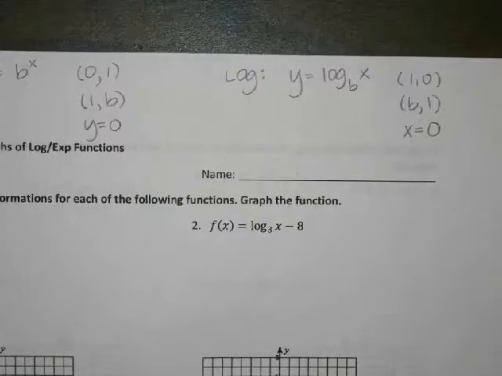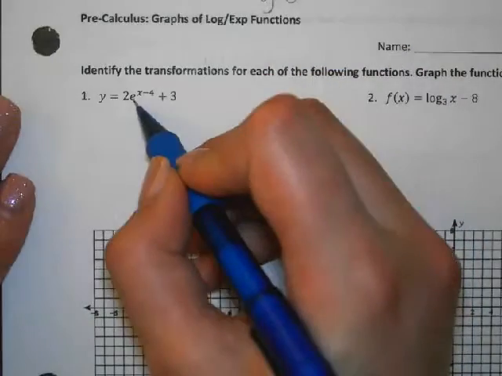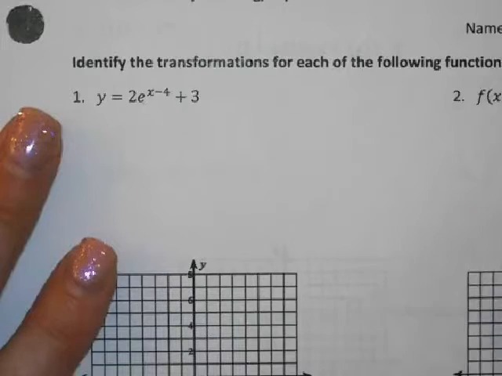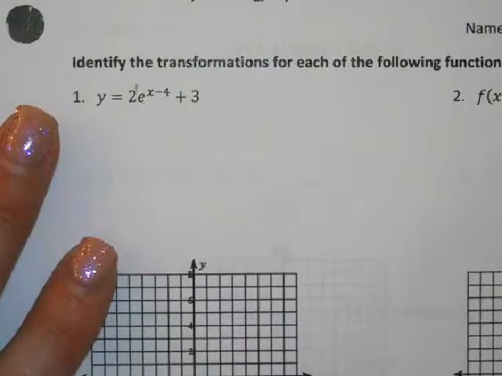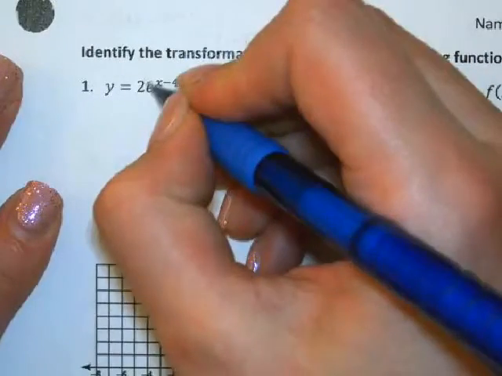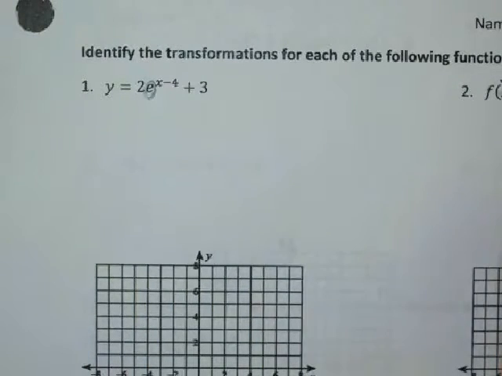Okay? So if we look at number 1, the base is always the thing that has the exponent attached to it. If you look at number 1, you can see a 2 and an e. The 2 technically has an exponent of 1, which means it is not considered the base for this problem. The base for this problem is the e, because the e has an exponent of x minus 4.